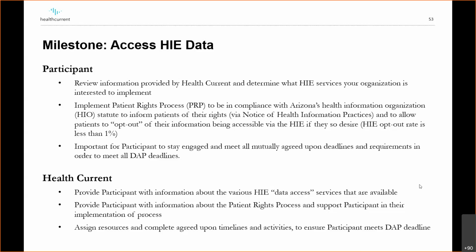From Health Current's perspective, we will provide information to your organization around the different types of data access and determine what's going to work best for you. And we will help you to implement that patient rights process. And we will work on resources and timelines to ensure that you meet the data access requirement for DAP.